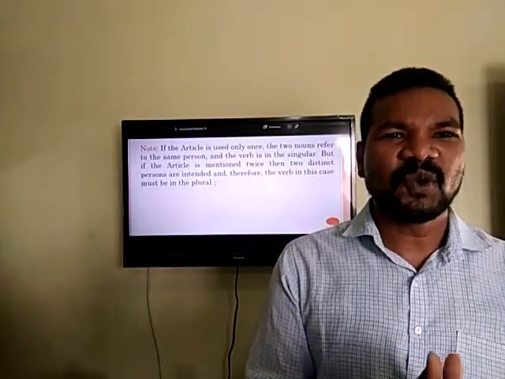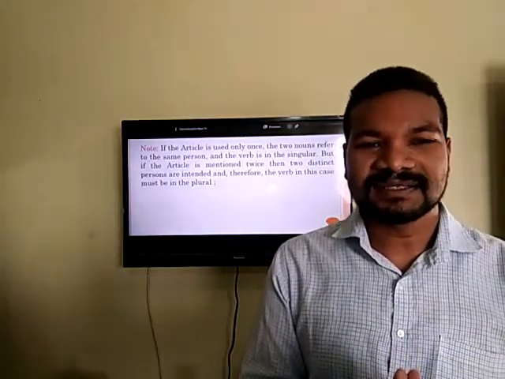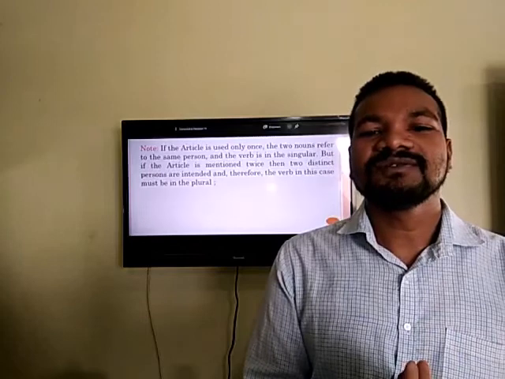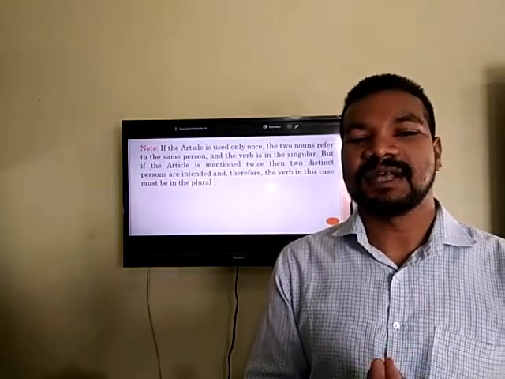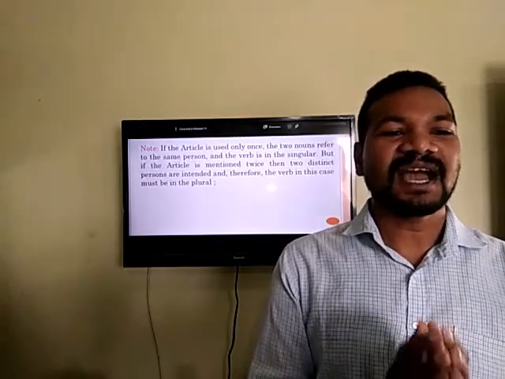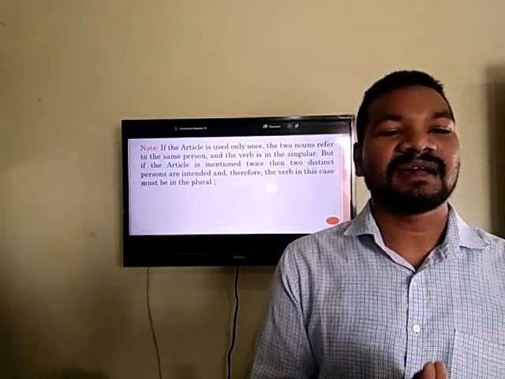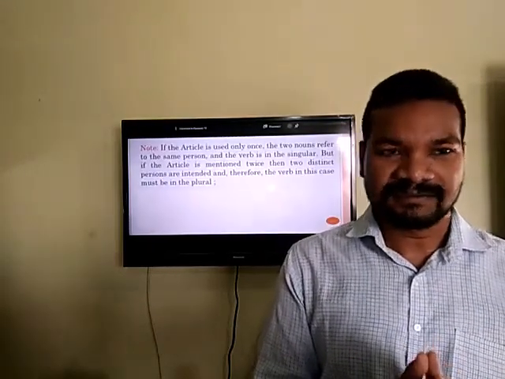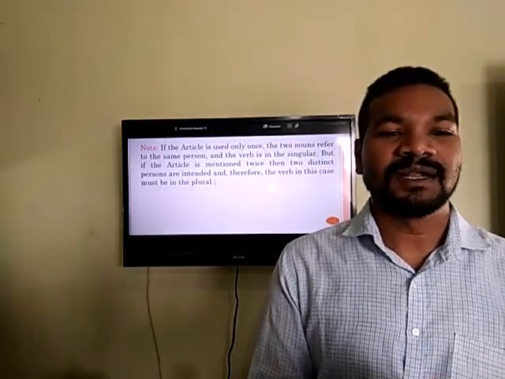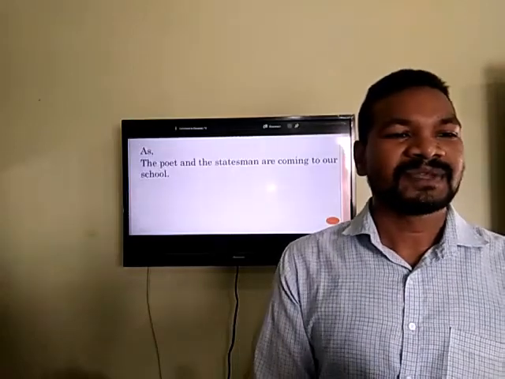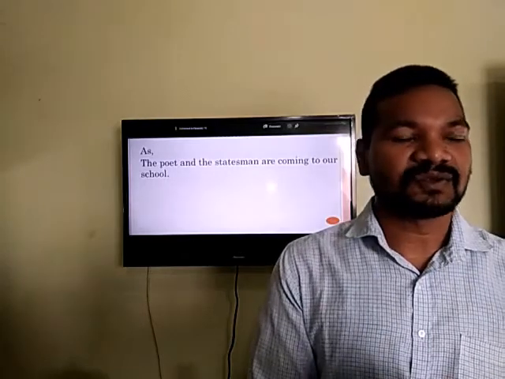Here, one thing we need to note is if the article is used only once, the two nouns refer to the same person and the verb is in the singular. But if the article is mentioned twice, then two distinct persons are intended and therefore the verb in this case must be in the plural. Let's see the example. The poet and the statesman are coming to our school.